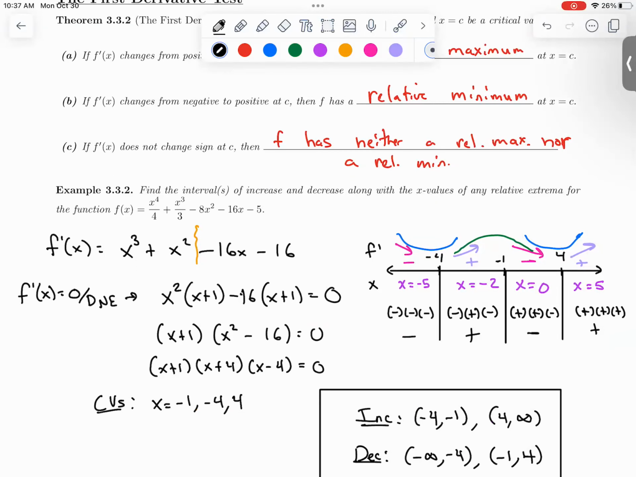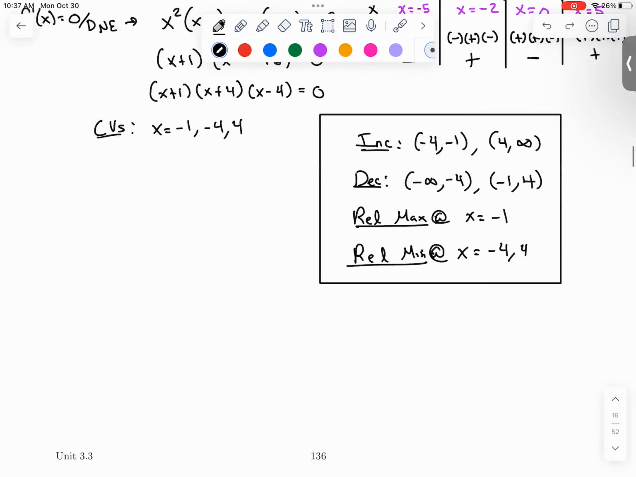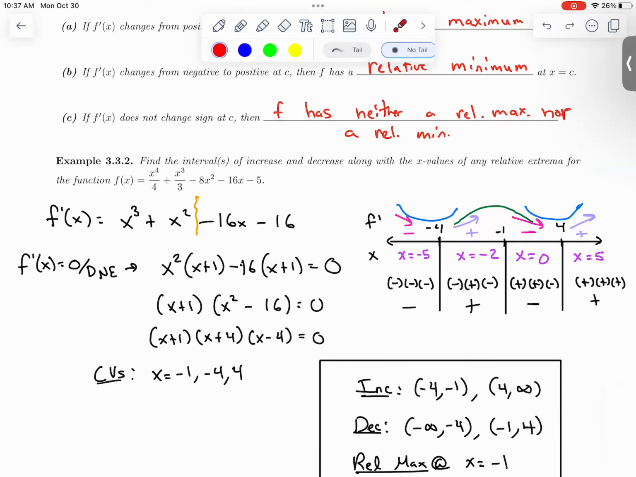So like, for example, if I see on the left side, negative and positive, that's going to be a relative minimum. If you go like so, that's why I draw these little lines here to remind myself that it makes a little valley. So negative to positive is a minimum. Positive to negative is a maximum. Okay, so we do have at -1, it goes from positive to negative.